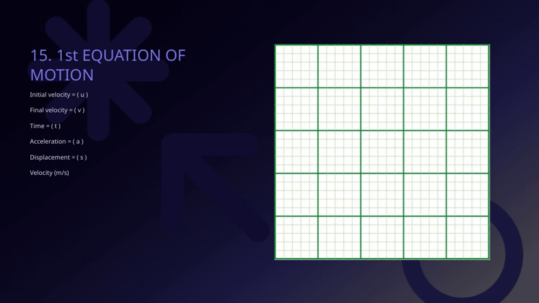These variables are crucial because they form the foundation of the first equation of motion, which allows us to relate these quantities directly. This first equation of motion is fundamental in understanding how objects move under constant acceleration. It's often used to solve problems where we know some of these variables and want to find others. As we go through this, keep in mind how these pieces fit together to give us a complete picture of an object's motion. This understanding will be key as we explore more complex scenarios later on.